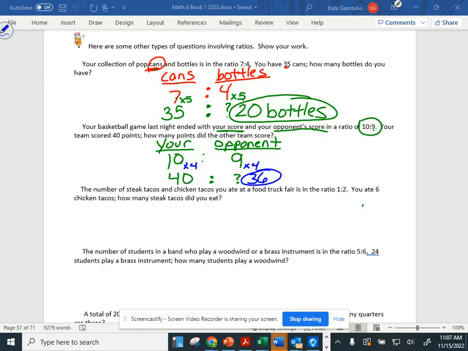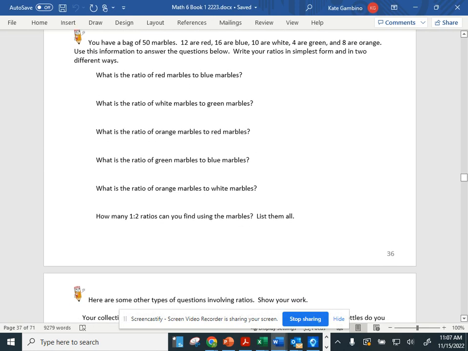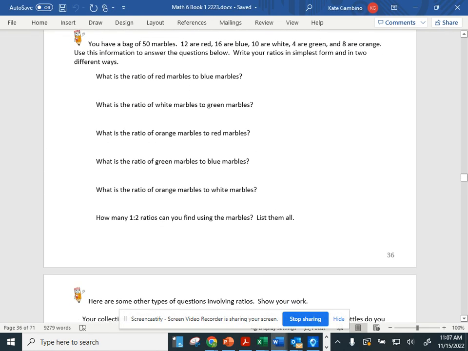Questions on today's assignment? Aiden. Can you do the last one on the first page? Yeah, I'm confused on that one. All right, let me scroll up and see. How many 1 to 2 ratios can you find using the marbles? List them all. So we've got 12, 16, 10, 4, and 8.